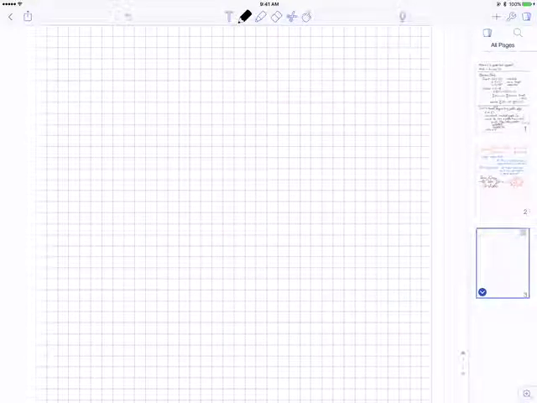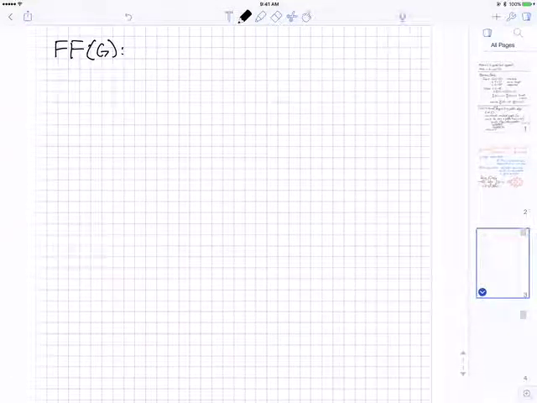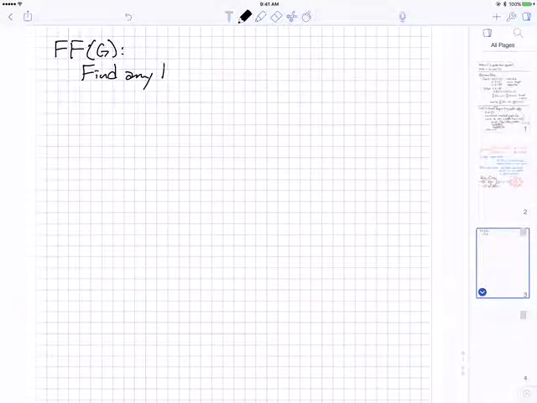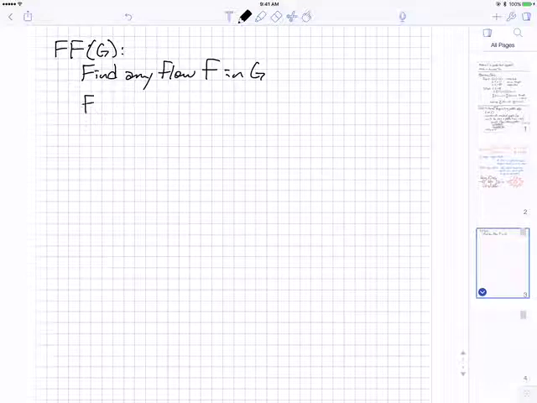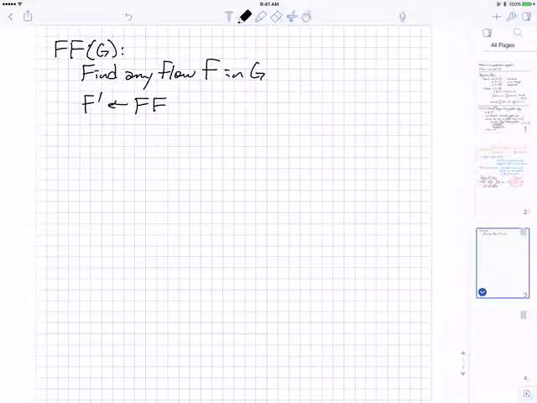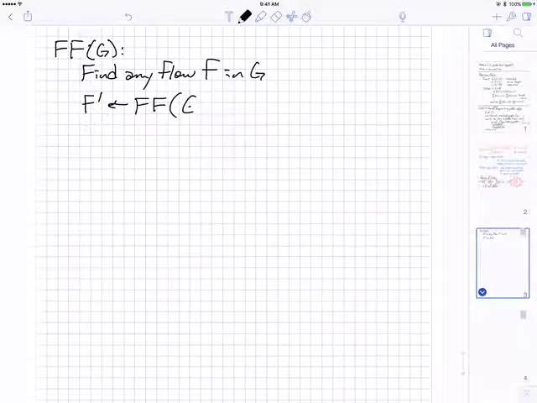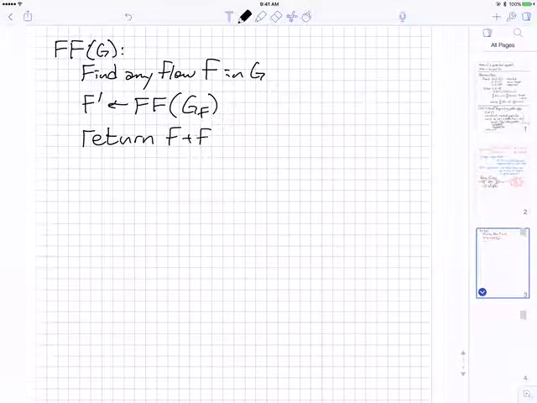At a very, very high level, one way that you can think about what the Ford-Fulkerson algorithm does is, given a graph G, first I find any flow F in the graph G, and then I recursively find a maximum flow in the residual graph of F. So I let F prime be the maximum flow, in this case recursively computed by Ford-Fulkerson in this residual graph of F, and then I'm going to return the sum of these 2 flows.